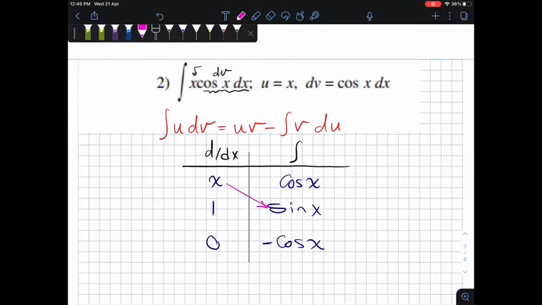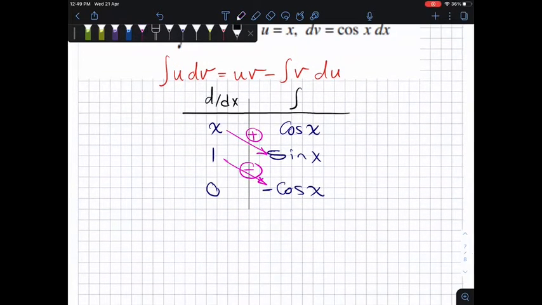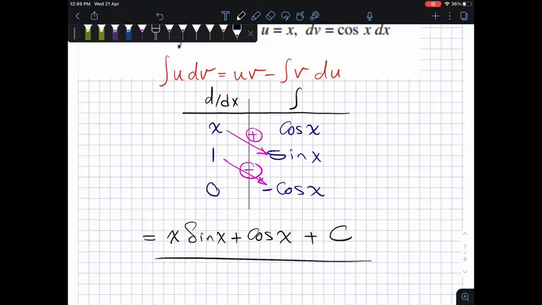Then draw arrows like this, and use the signs positive and negative. Next we have to write the final answer: x sine x, and then negative negative, which is positive cosine x, plus the constant of integration, which is c. Yes, this is our final answer.